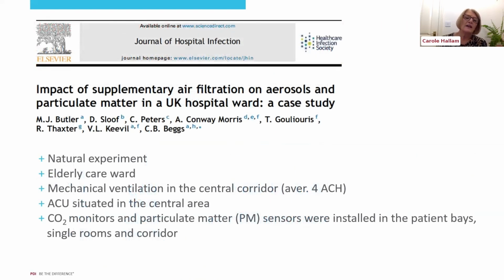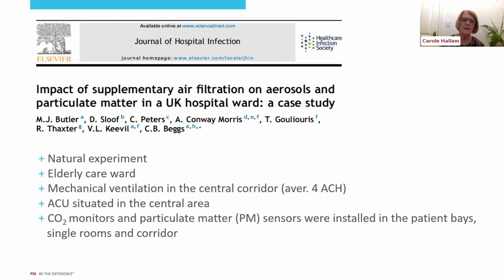So then when we look at some of the technology, supplementary air filtration on aerosols and particle matter. This was a study carried out by Matt Butler and team in Cambridge. And it was an actual experiment because basically they'd put an air filtration unit into a ward, and then it accidentally was turned off. So they took that opportunity to actually measure. It was a relatively small elderly care ward.